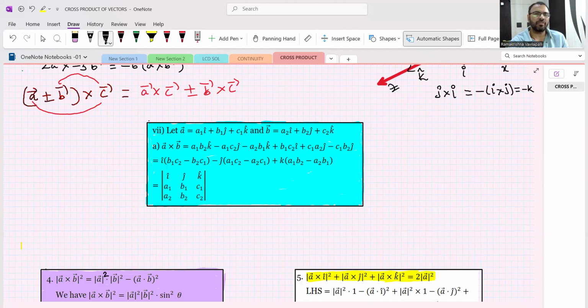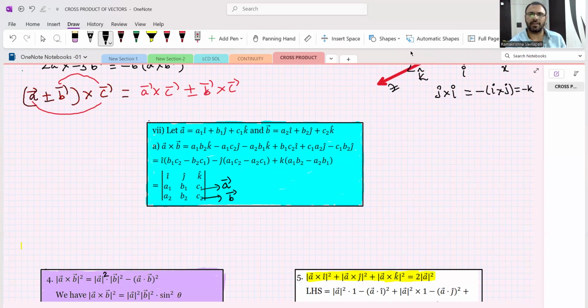So here, how do we write that? A cross B: first, the determinant of i, j, k in the first row. Second row is the first vector, that is the A bar vector. And third row is nothing but the B bar vector. Well done. Okay. I'll give you one example to explain this.